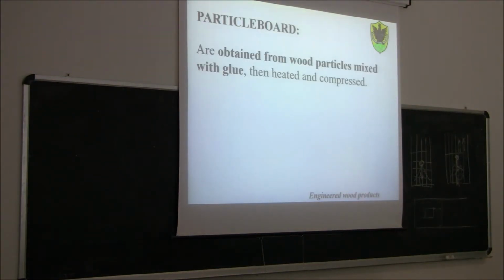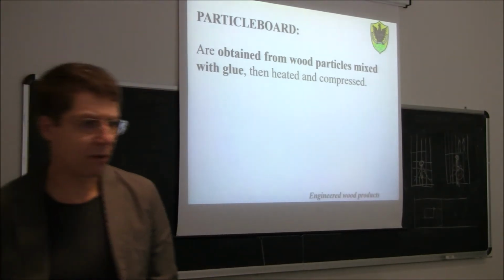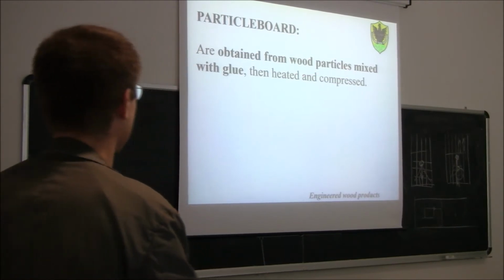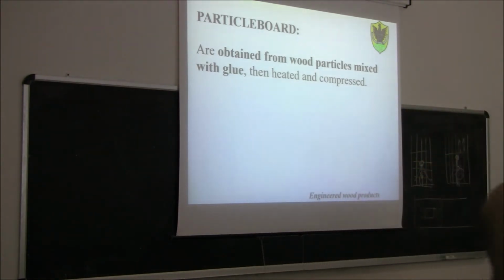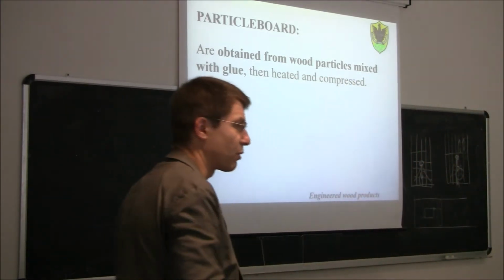Then there are other products, like particle boards. Particle board, in Italian is called truciolare, or pannello di particelle, is basically obtained from wood particles mixed with glue, heated and compressed. So the idea is that I'm going first to destroy the microstructure, if you want, of the wood. I'm going to transform that microstructure of the wood into a number of cells, and then I'm going to mix the cells with the glue, and I'm going to press them together.